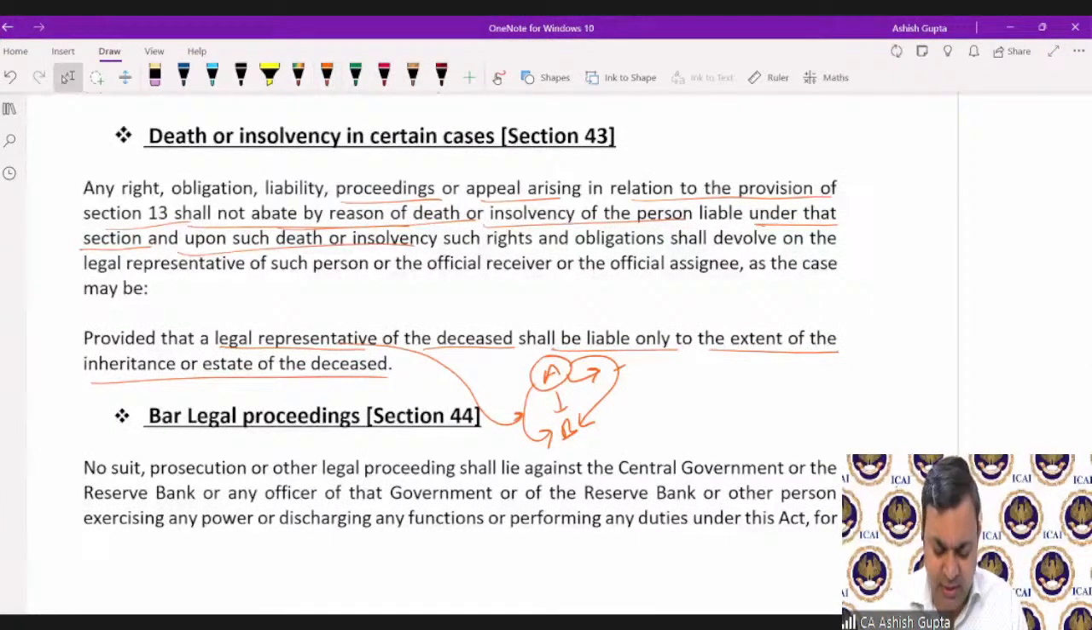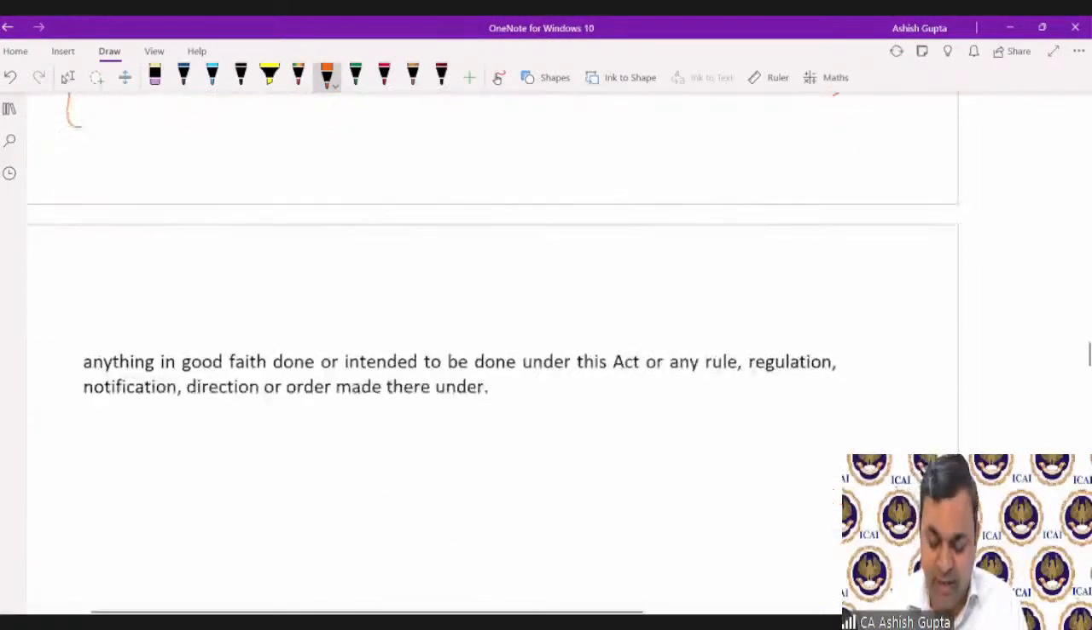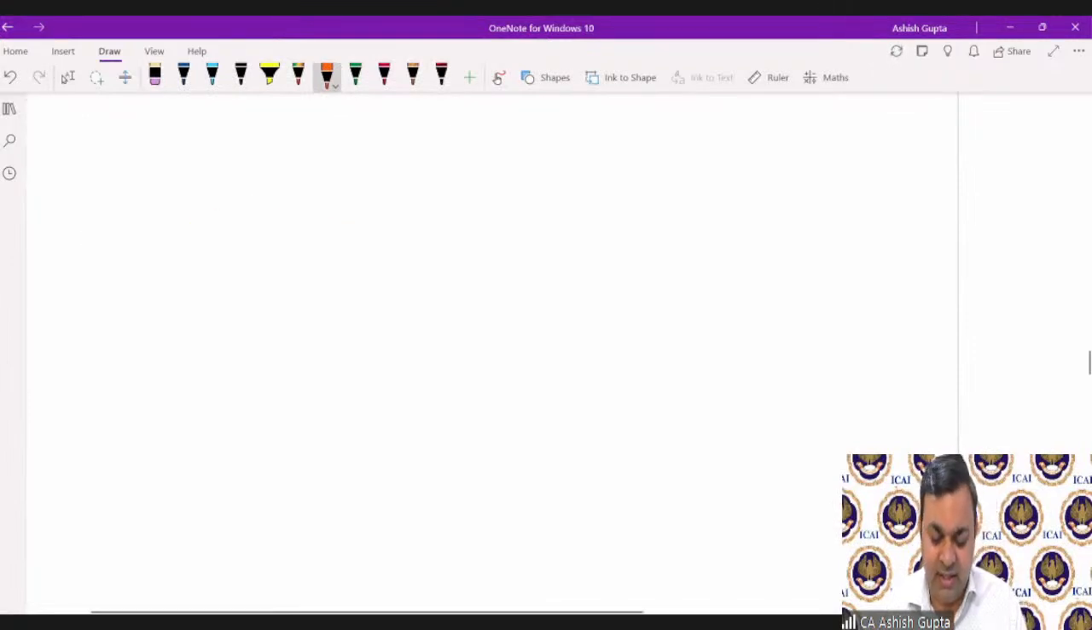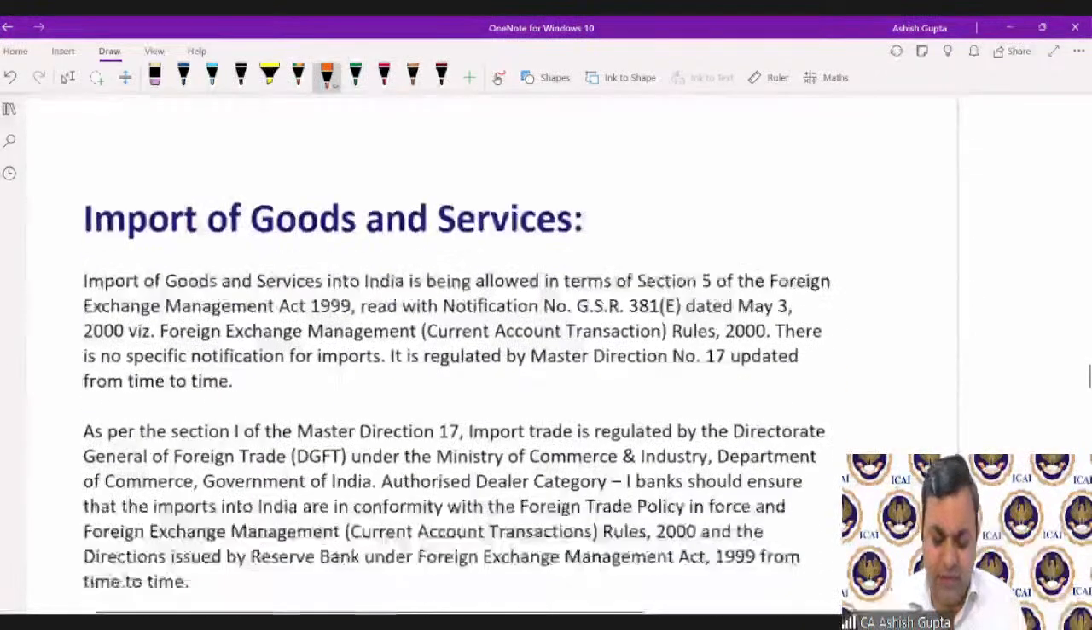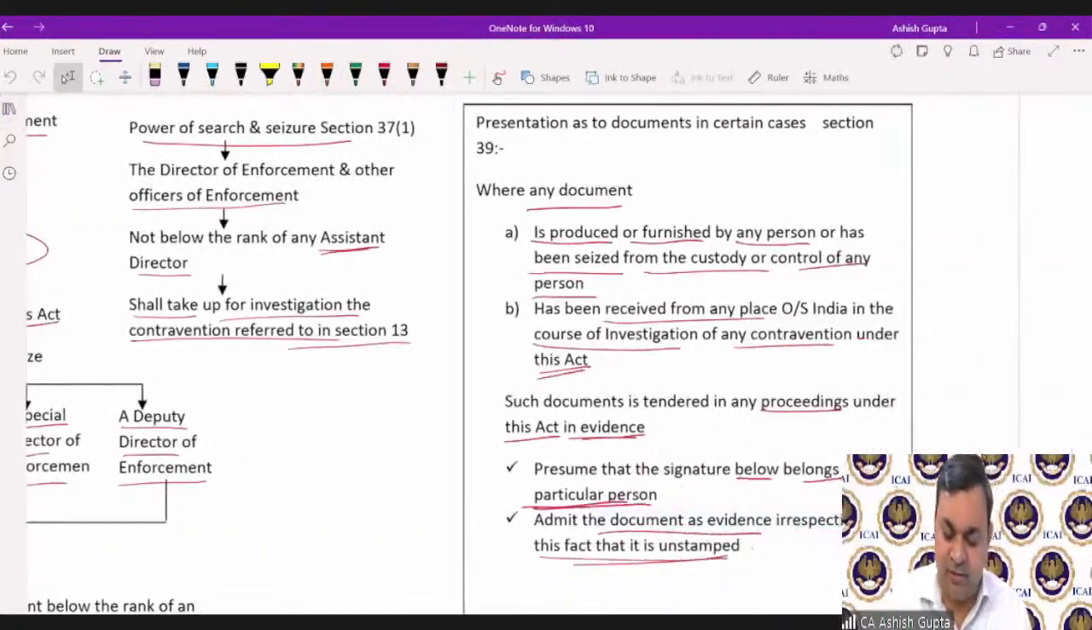Bar of legal proceedings: no suit, prosecution or other legal proceedings shall lie against the central government, or the Reserve Bank of India, or any officer of that government, or RBI, or the person exercising powers, because it is assumed that they are discharging their power in good faith by default. This is the concept. Correct. So with this we completed the concept of FEMA.